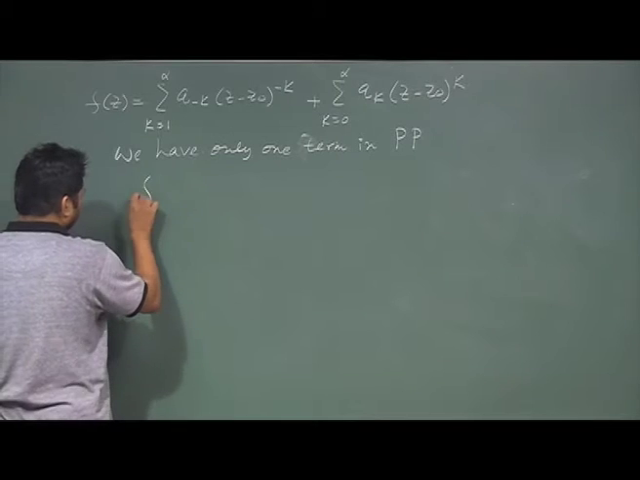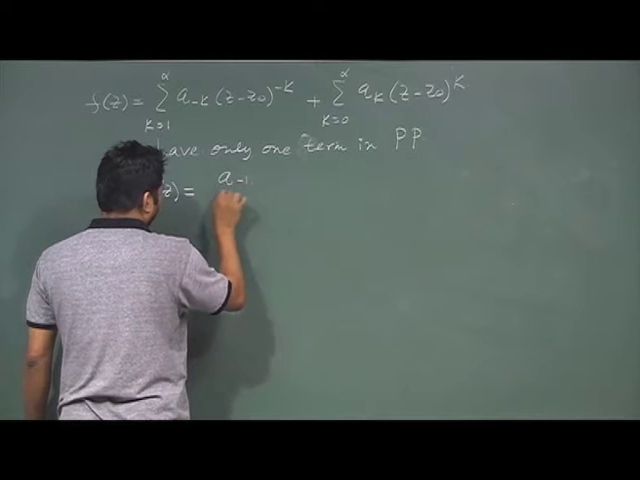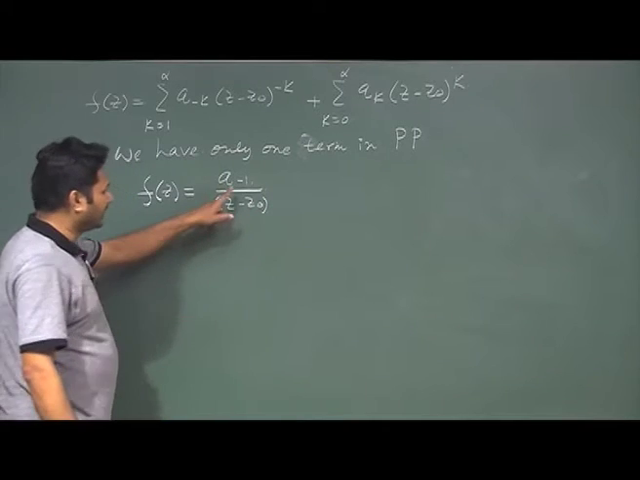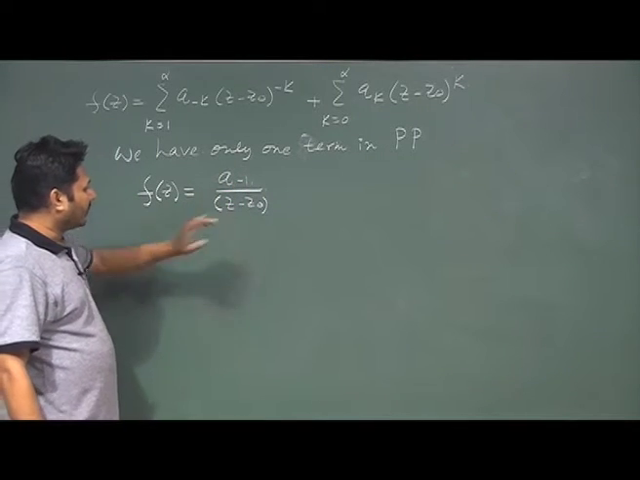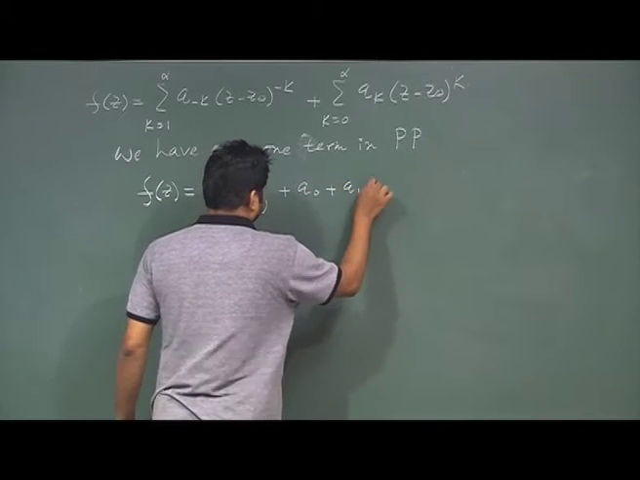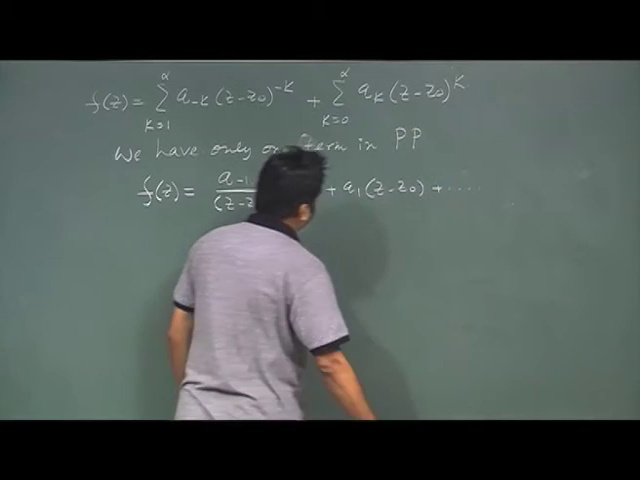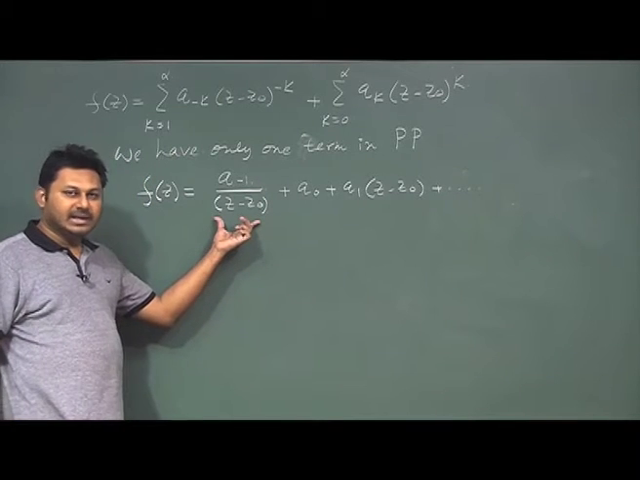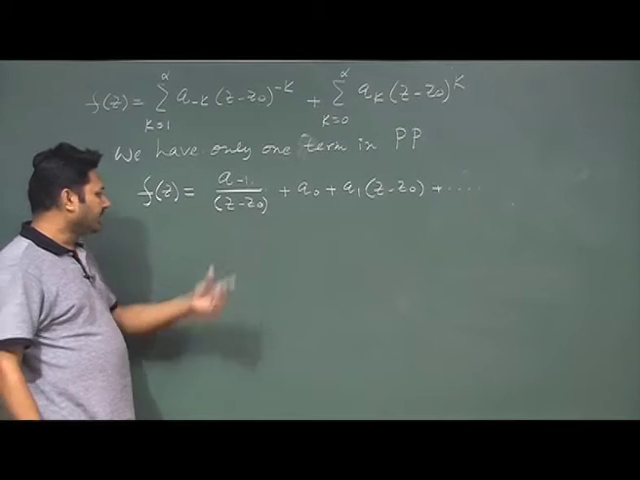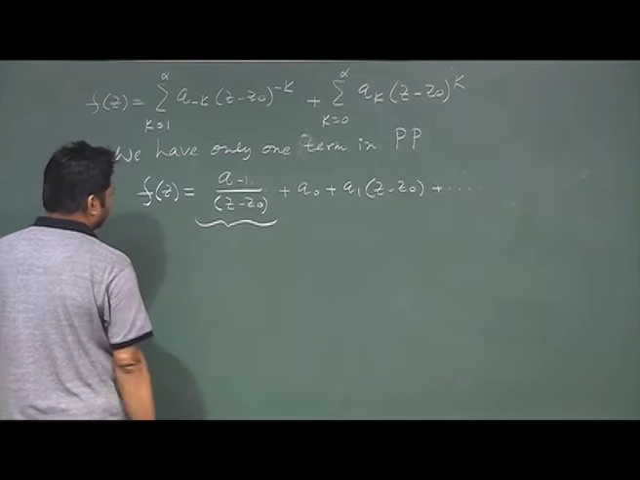So, then the function f(z) will look like a_{-1} divided by (z minus z0), because the value of k is only 1 here. So, I will have only this term plus a0 plus a1 (z minus z0) and so on. I have only a single term in the principal part. So, in this case we can say this is a singularity with a simple pole.